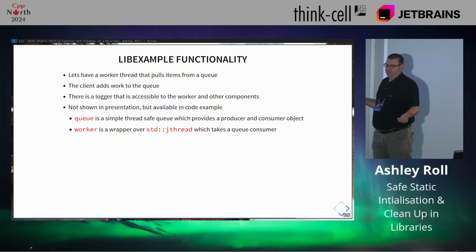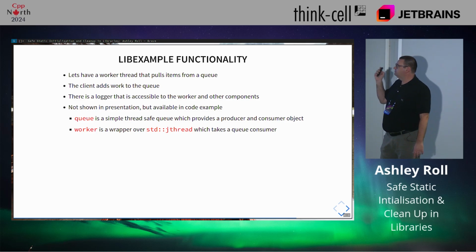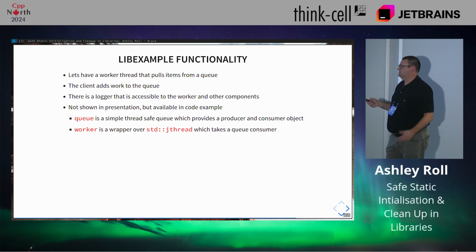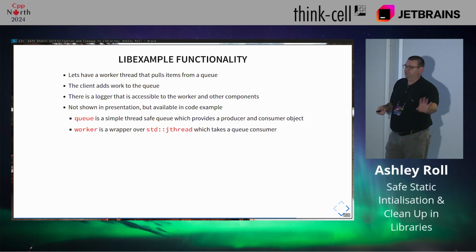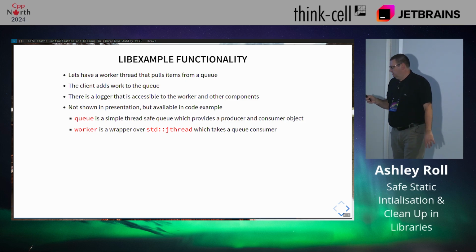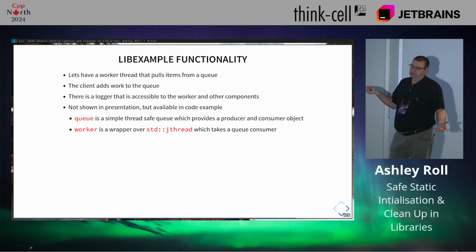So as a trivial example, we'll have a worker thread that pulls work off of a queue. There's a logger that the thread uses and most of the library uses. There's a queue and a worker object implementation. Go and have a look at the code if you're interested. It's pretty straightforward, not particularly efficient, but it works for this example.